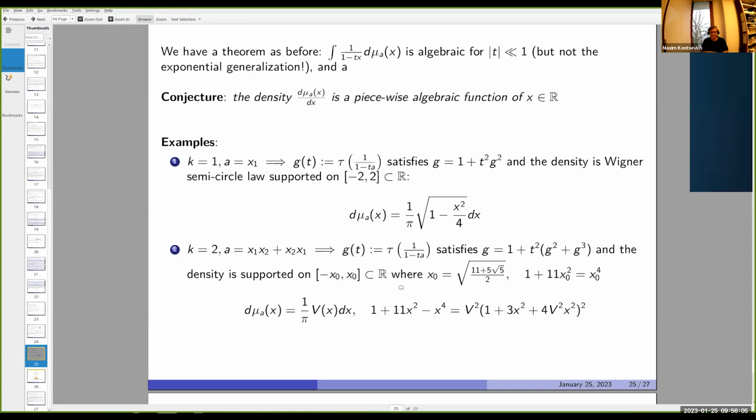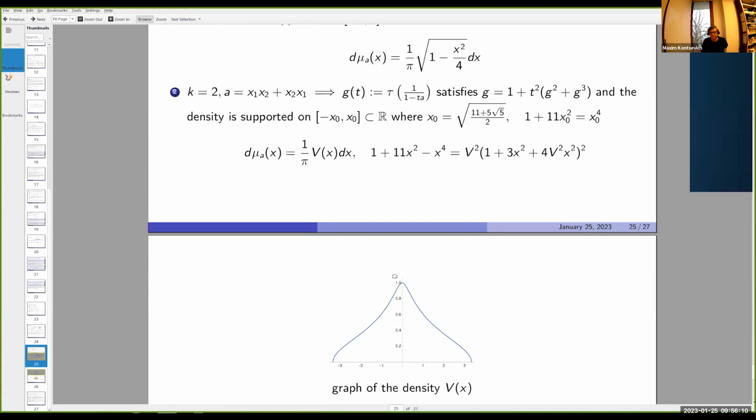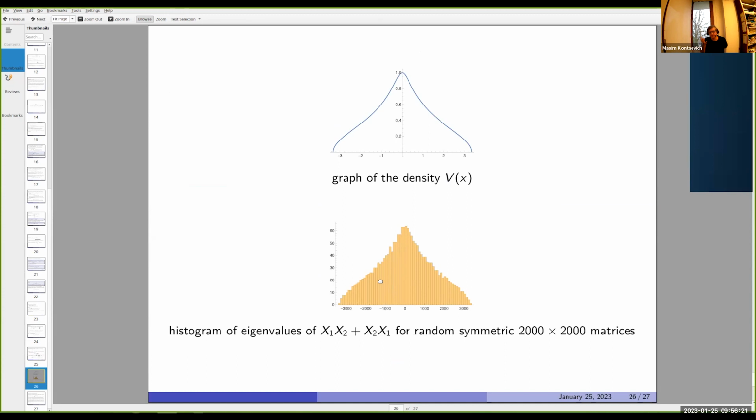And then one can check it on a computer. First one calculates the graph of the density. It's really of compact support. We get not the semicircle, but a graph of this shape. Then we took two random matrices of very large size, 2000, for example, took the commutator, calculated eigenvalues, and got a histogram of eigenvalues. You see that it really fits very well. So definitely I didn't make any mistake in this calculation.